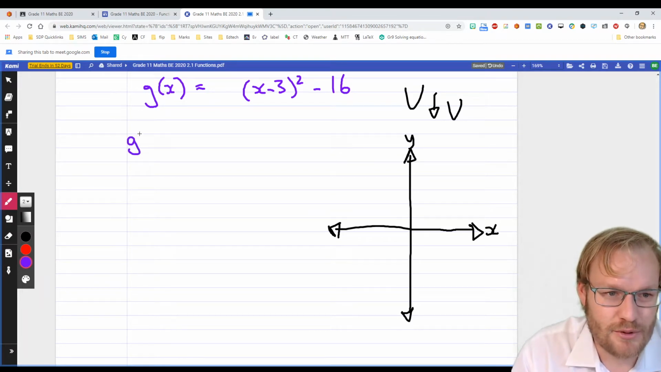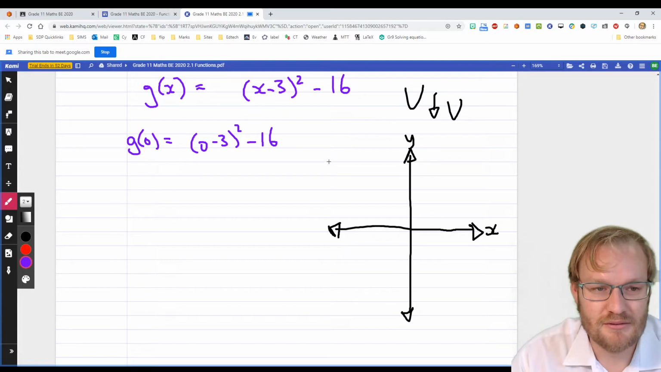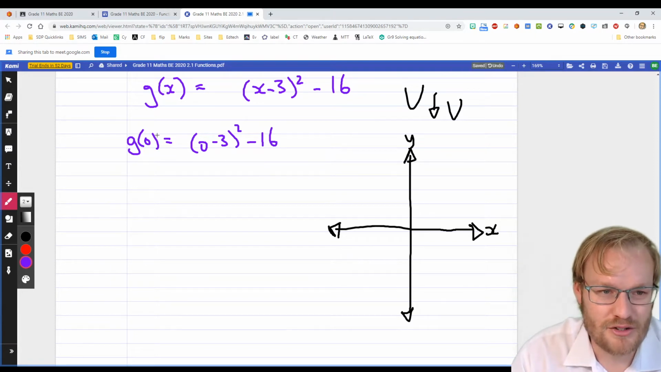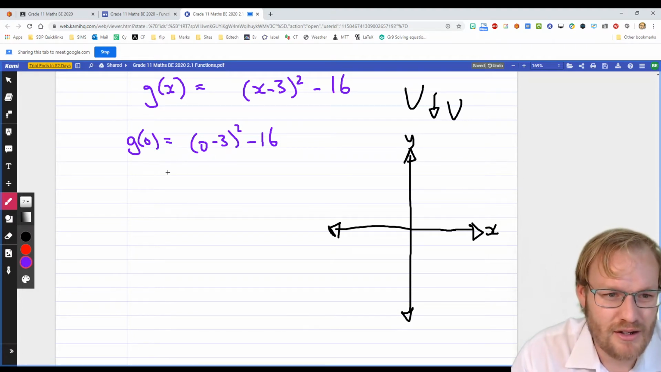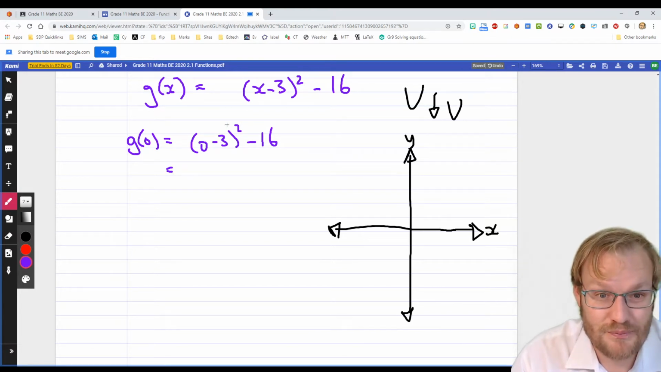So if we input 0, g of 0 equals 0 minus 3 squared minus 16. In other words, when we input 0, what's our output going to be? What's our y-intercept going to be? We know it's going to be down here somewhere. And let's work that out. 0 minus 3 is minus 3. Minus 3 squared is 9.